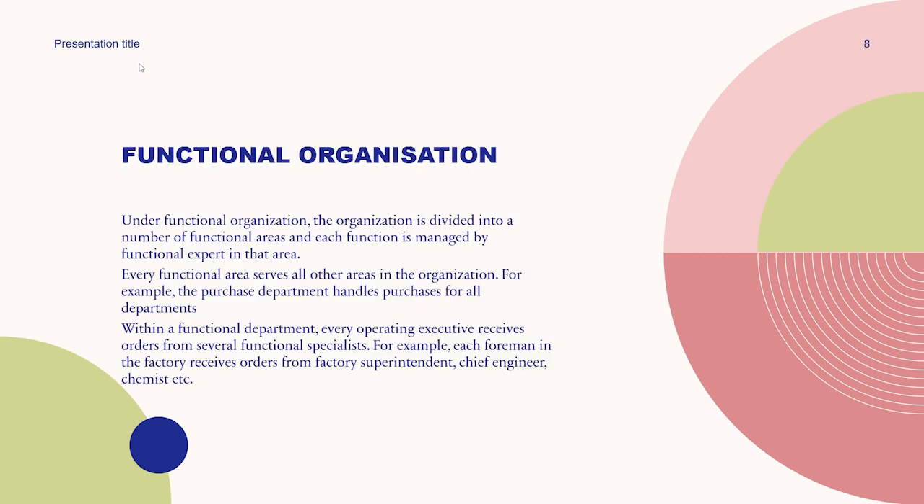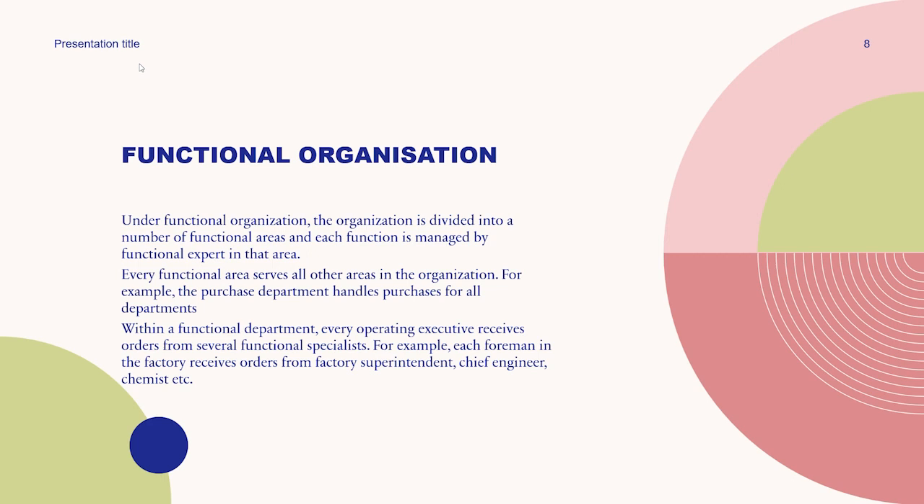Functional organization was first introduced by F.W. Taylor, father of scientific management. Under functional organization, the organization is divided into a number of functional areas, and each function is managed by a functional expert in that area. For example, in the production department there is a production manager. Marketing department is managed by a marketing manager. Like that, the financial department by a financial manager, and so on. Okay, I think you understood. And the personnel department by the HR manager.